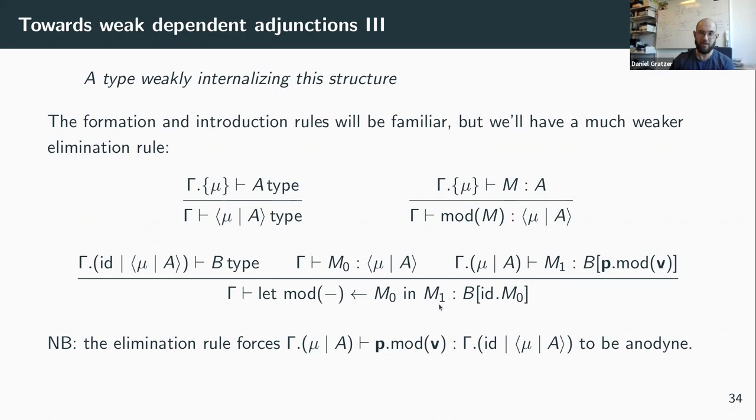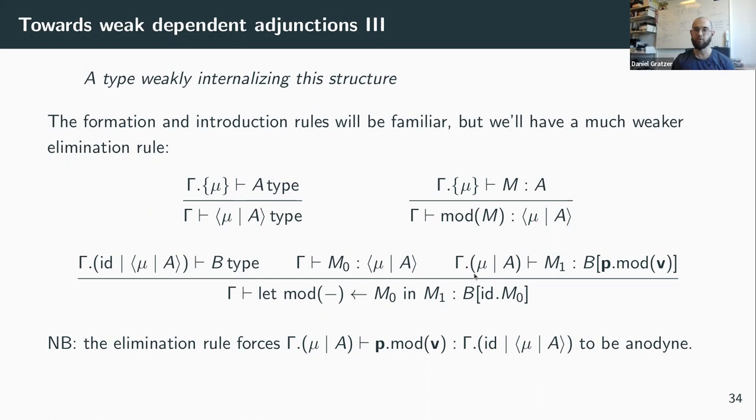And there's a much nicer semantic way to understand what this is doing. The formation and introduction rules give us a substitution which goes from mu A to id mu A. So here it's going from a modal annotated variable to an identity annotated modal type. And what this elimination rule says is that this map is anodyne. So if we're mapping into a type, these two contexts are equivalent for our purposes.